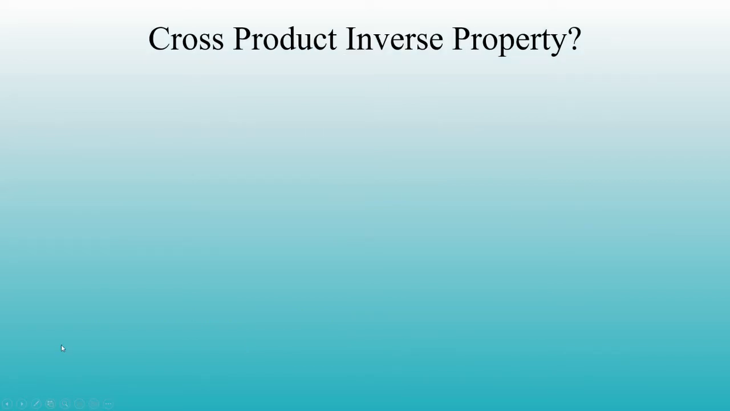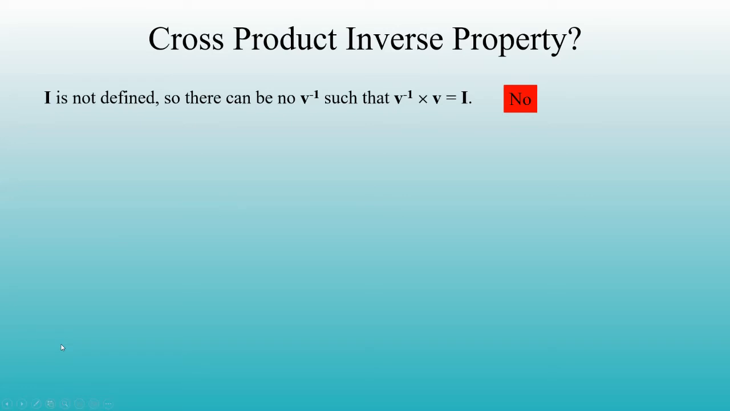Finally, what about the inverse property for the cross product? Is there a v inverse such that v cross v inverse equals I? Okay, well, we just showed that I is not defined, so the quick answer is simply no. The inverse of an arbitrary vector v is not guaranteed to be in the set of all vectors.